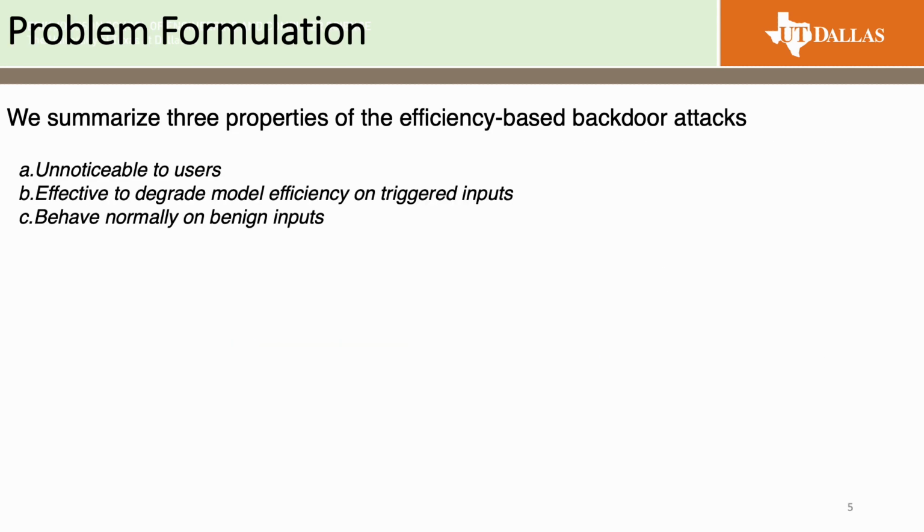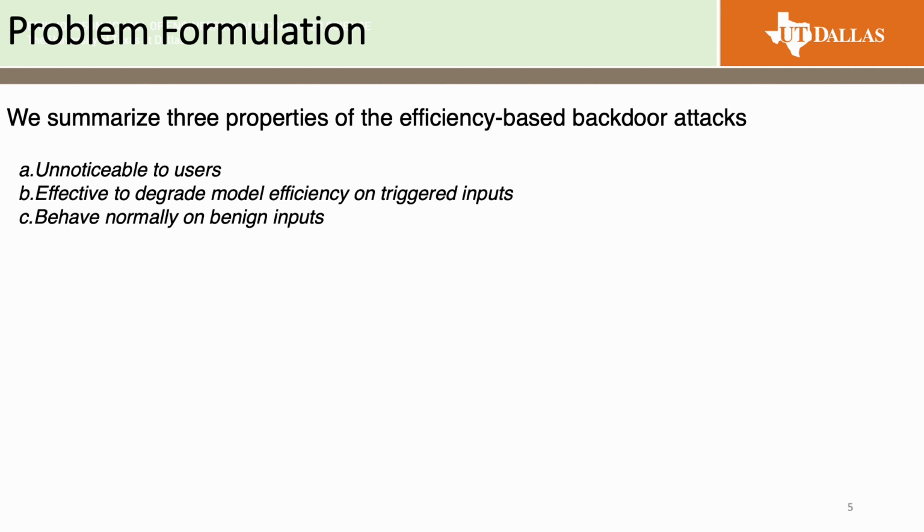We summarize three properties of the efficiency-based backdoor attacks. First, our attack should be unnoticeable to users. Second, the attack should be effective to degrade models' efficiency on triggered inputs. Last, after injecting the backdoor, the model should behave normally on benign inputs.